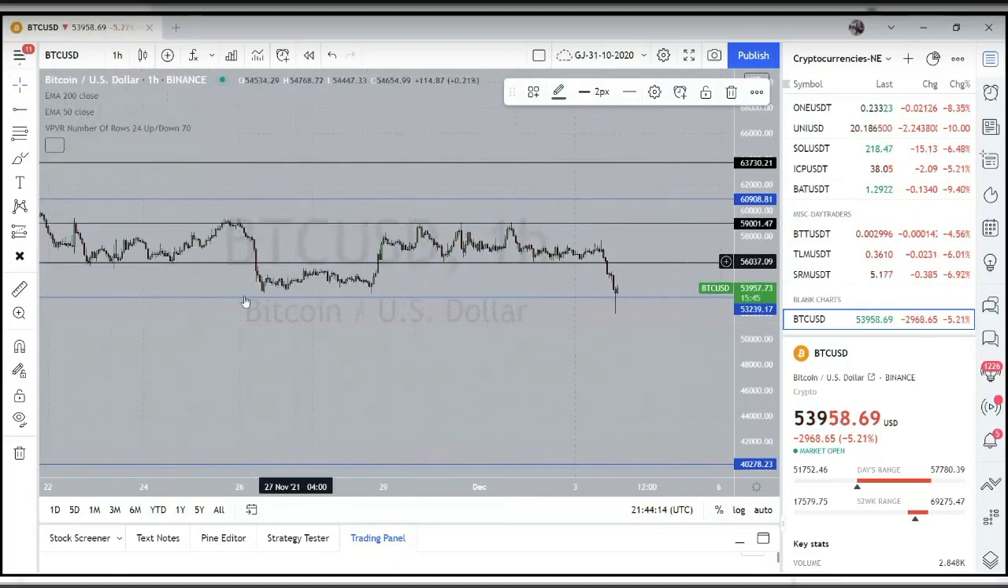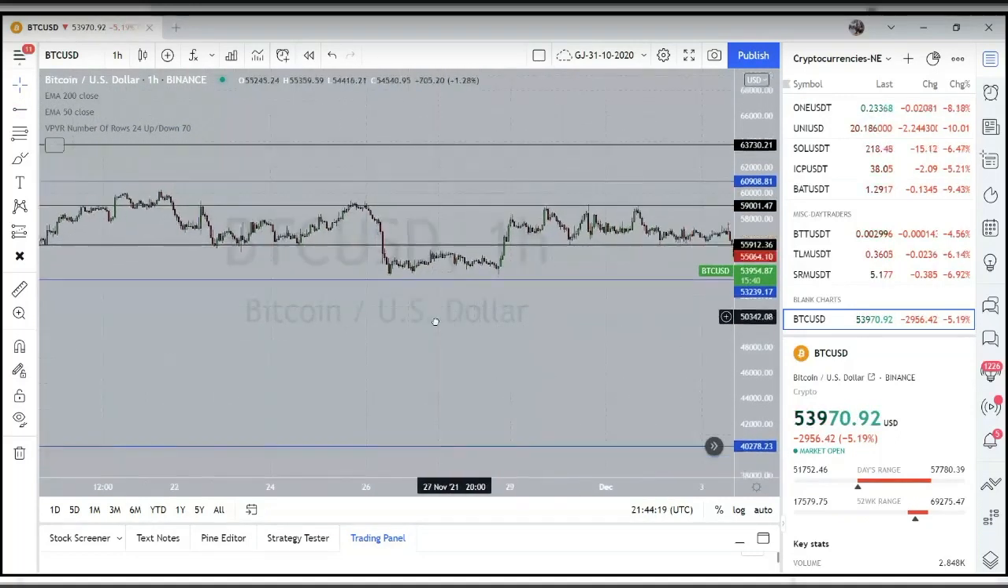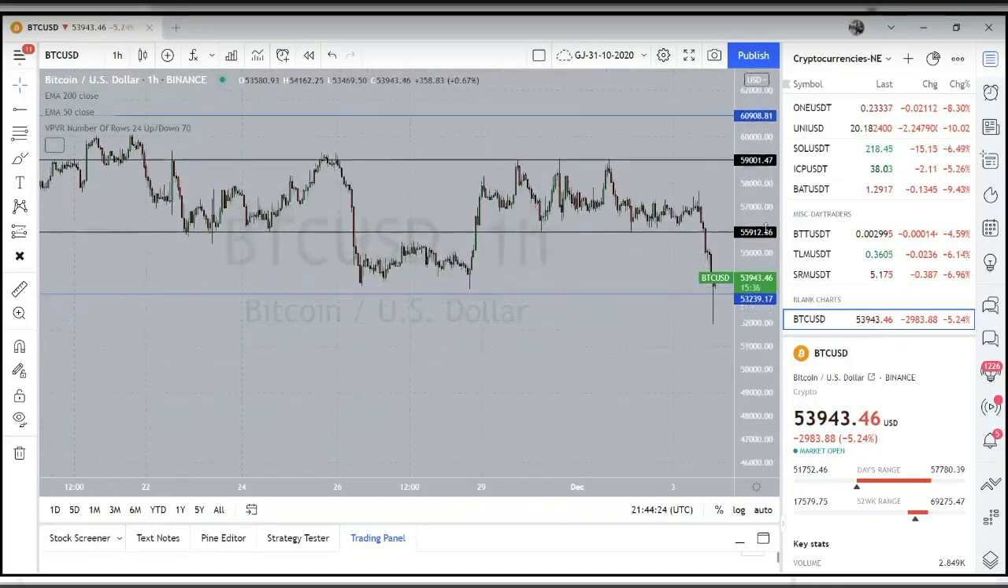So you can do that with your higher time frame levels on the hourly, just fine tune and see a bit clearer how the market has reacted.